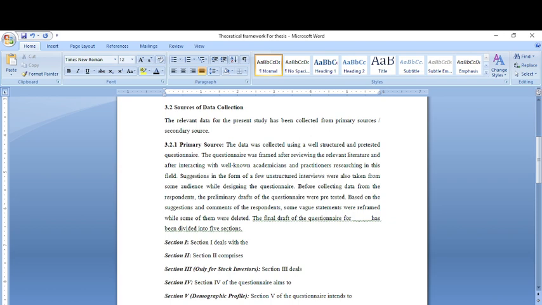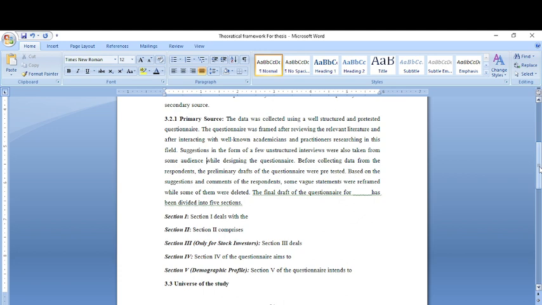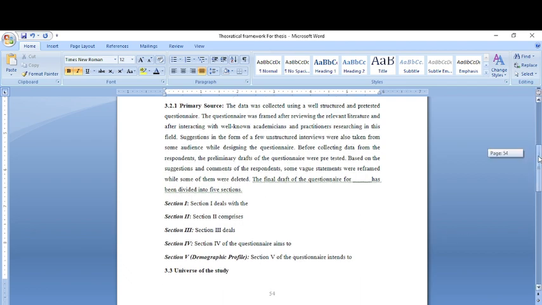The final draft of the questionnaire has been divided into 5 sections. What are those 5 sections? The number of sections will depend upon the number of objectives you have. So the first section would deal with the first objective, the second section would deal with the second objective, the third is dealing with the third objective, and so on. Suppose I have 4 objectives, in this case I'll frame 5 sections. The fifth would be the demographic profile.